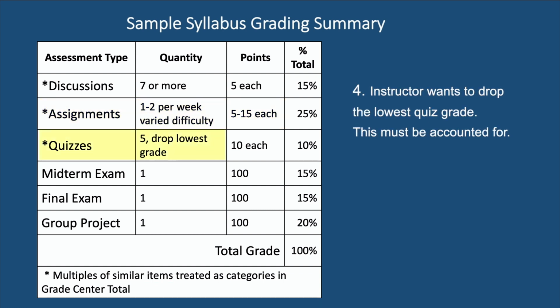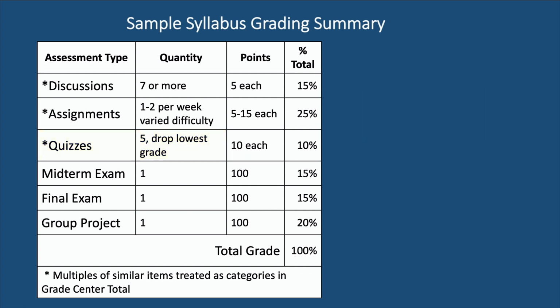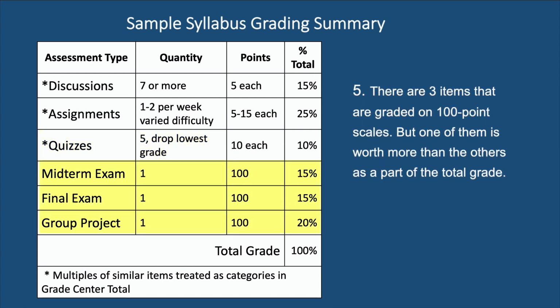Fourth, the instructor wishes to drop the lowest grade of the student's attempt at quizzes. The grading must account for that within this category. Fifth, there is only one midterm exam, one final exam, and one group project. They are all evaluated on scales of 100 points each, but the group project is relatively more significant in the overall grading schema, which must add up to 100%.